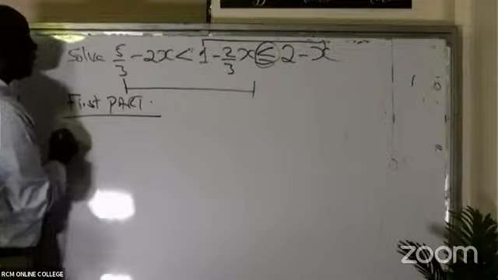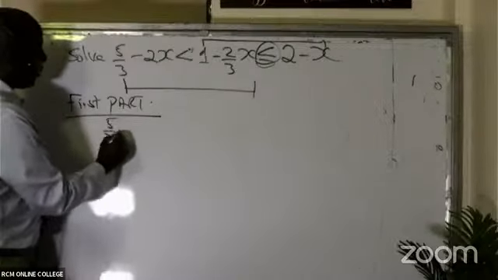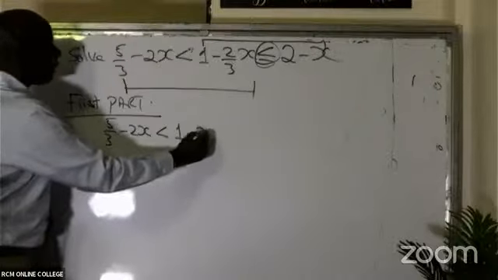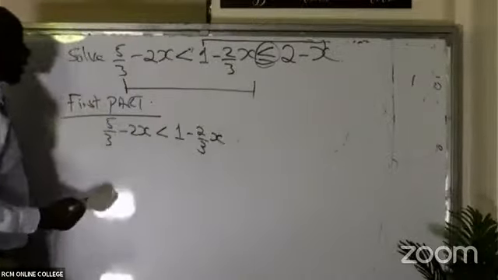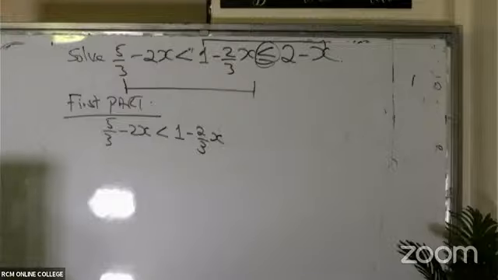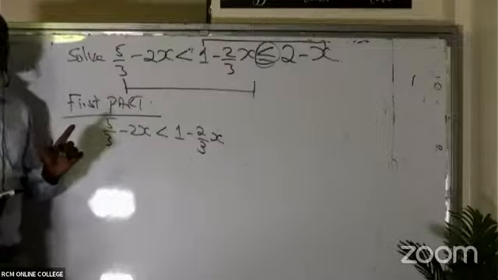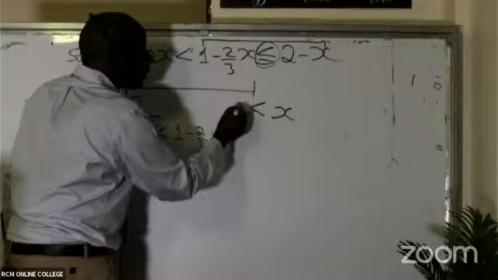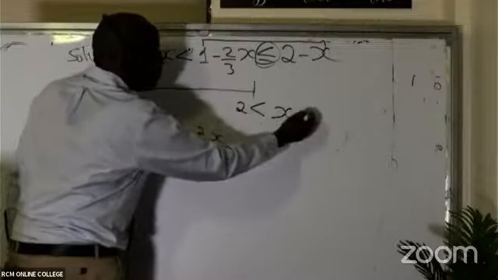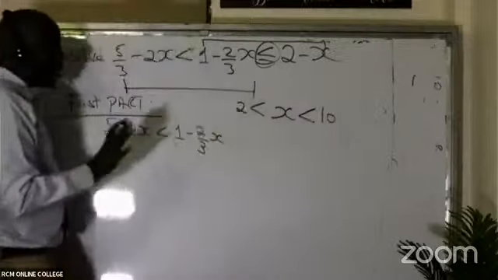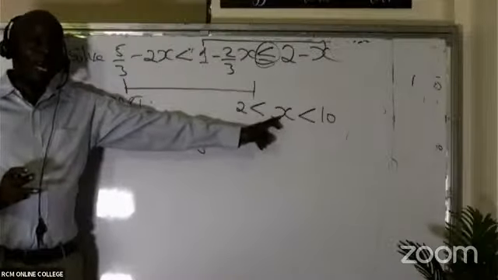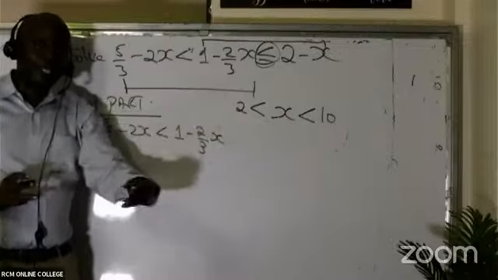So the first part, ladies and gentlemen, we have 5/3 minus 2x is less than 1 minus 2/3x. Now, here is another mistake that I saw most of you did in your homework. At the end of the day, I'll have a situation where I'll have my x being at the middle, maybe greater than 2, but maybe less than what here? Less than 10. I'm just trying to give you an example. So this will be like my final answer, of course, before I go to the integral thing.